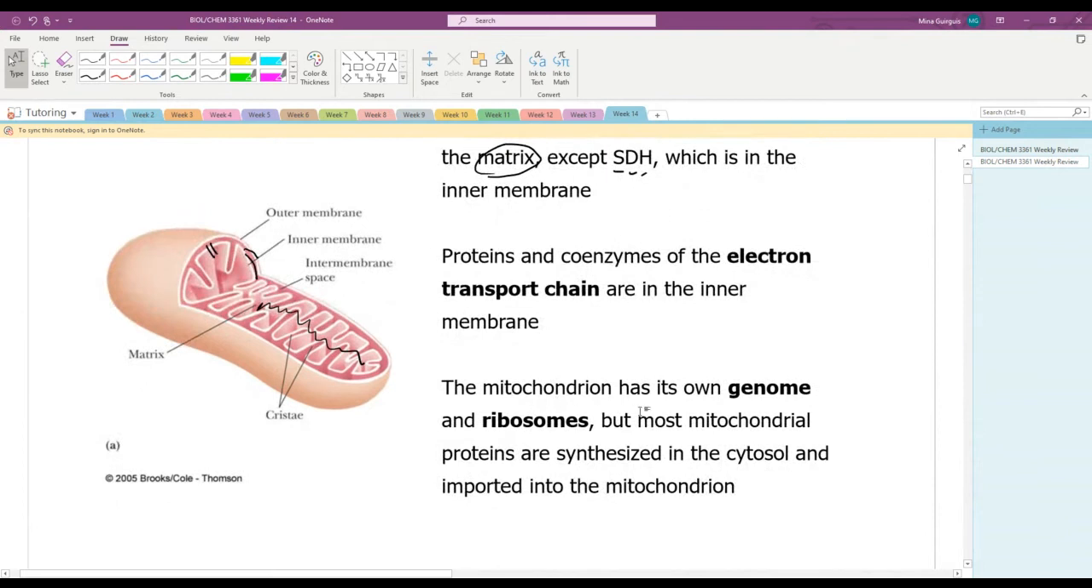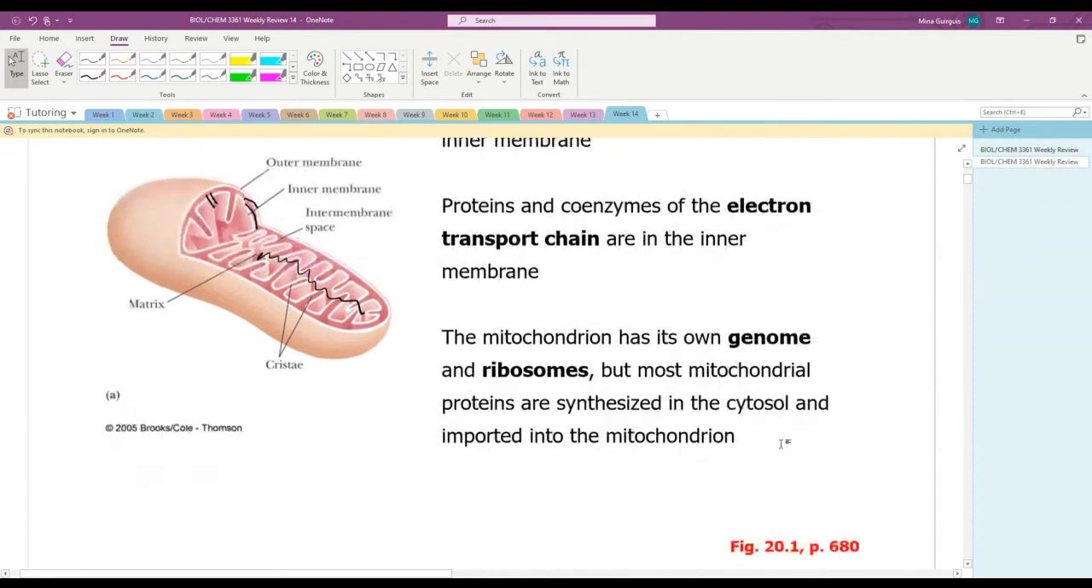As an interesting fact, the mitochondria actually has its own DNA and ribosomes, and it does all of its own DNA synthesis. But the enzymes that we use for the TCA cycle and the electron transport chain are actually made in the cytosol.